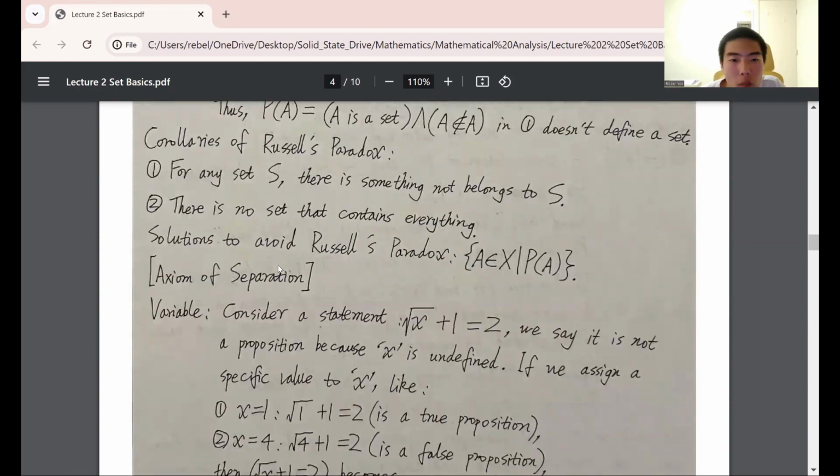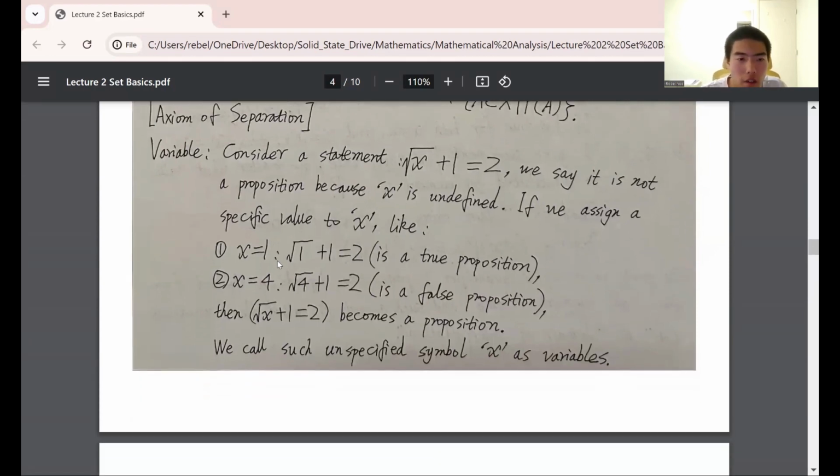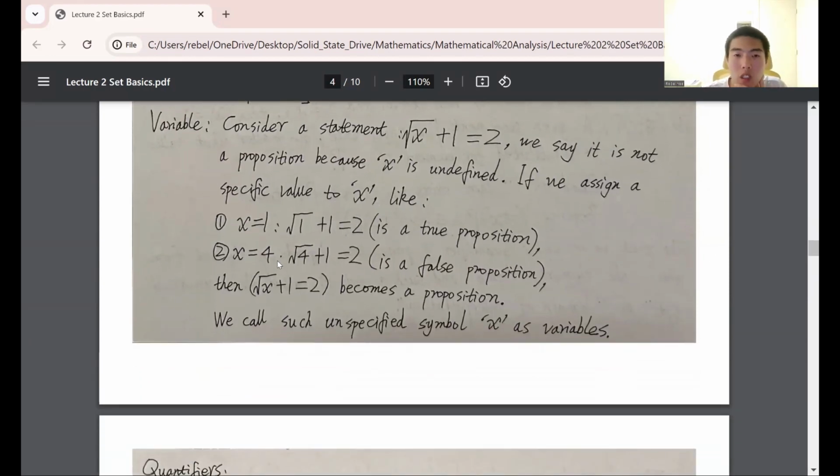Okay, the next several examples are about quantifiers, which are like logical operators too, like there exists and for all. But we'll first define what a variable is. Probably you already know, in some equations, if there's an x which is undefined, it can take many different values. Then it's a variable. For example, we can easily see that if x is equal to 1, then this statement here becomes a true proposition.